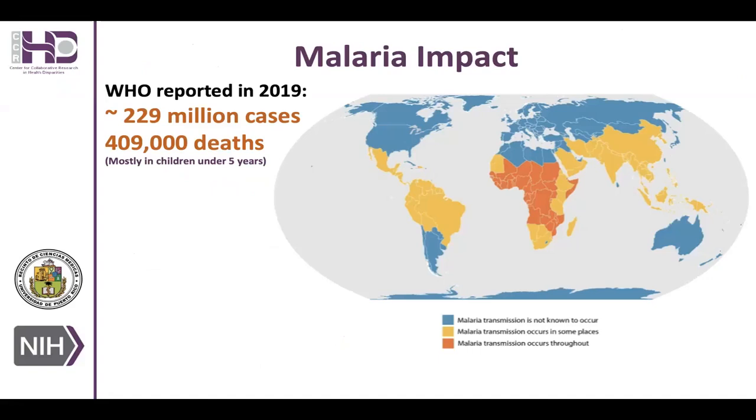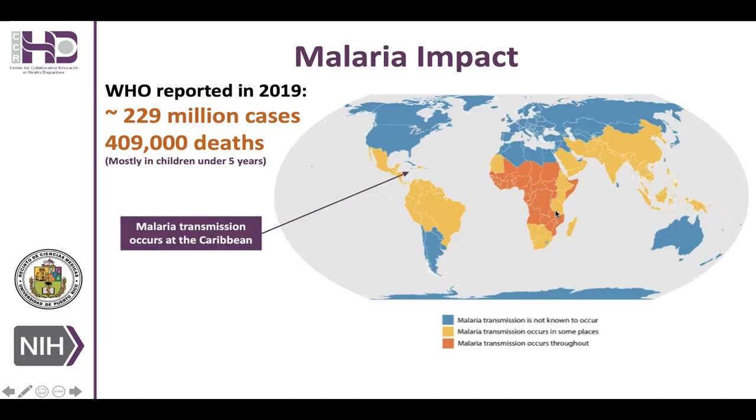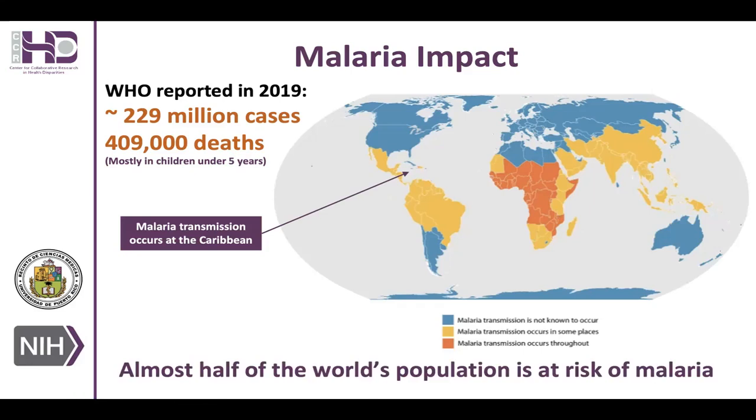The World Health Organization reported that in 2019, there were 229 million cases worldwide that led to 409,000 deaths. The deaths are mostly in children under 5 years. This map shows the regions where malaria transmission occurs, including the Caribbean. Almost half of the world's population is at risk of malaria.